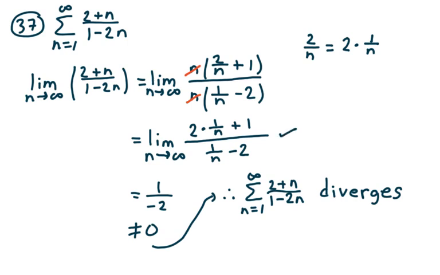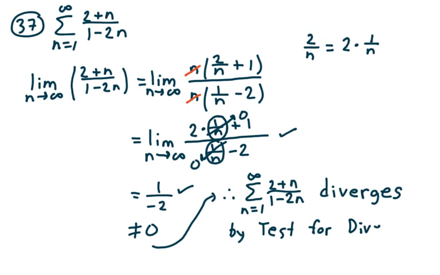So that's right here. As n gets large, 1 over n is going to go to 0. And what we have left is 1 over negative 2, which doesn't equal 0. And so what that tells me is that the summation from n equal 1 to infinity of 2 plus n over 1 minus 2n diverges. We're done. And this is by the test for divergence. We always want to state why something converges or diverges.